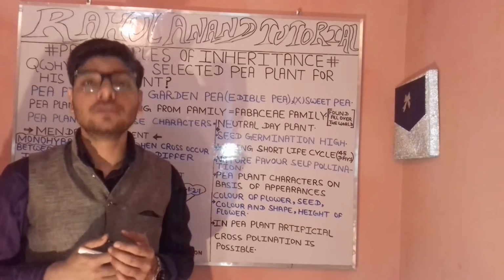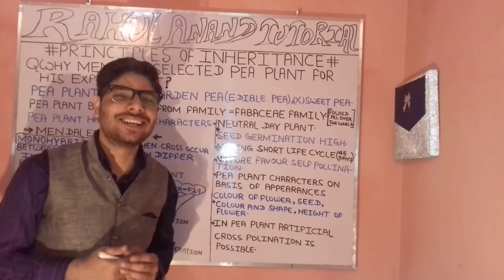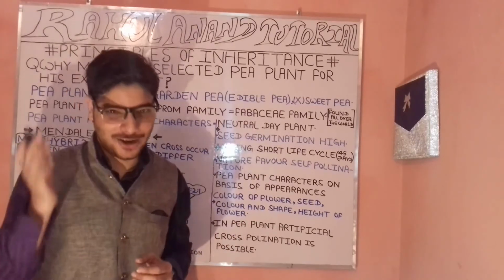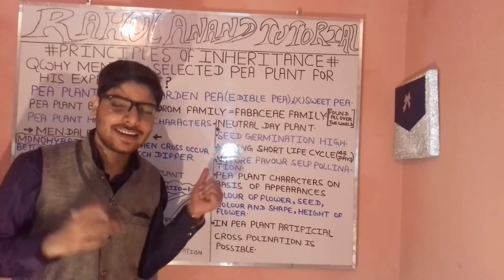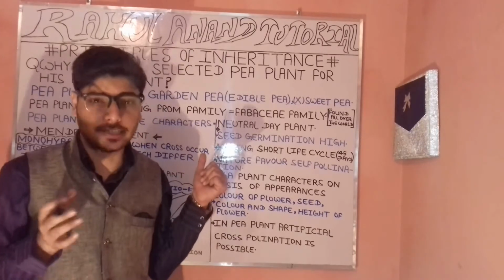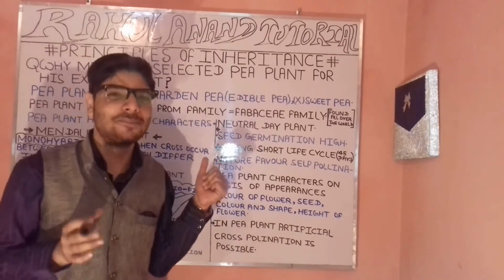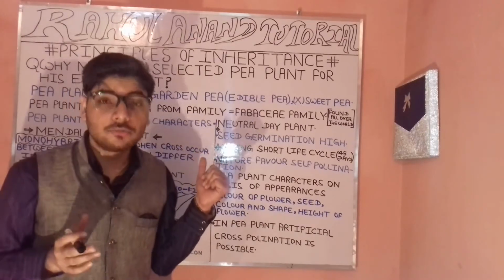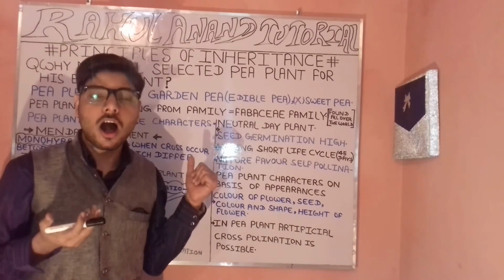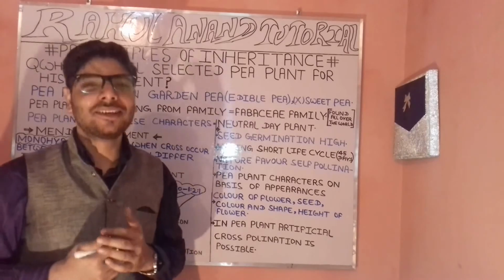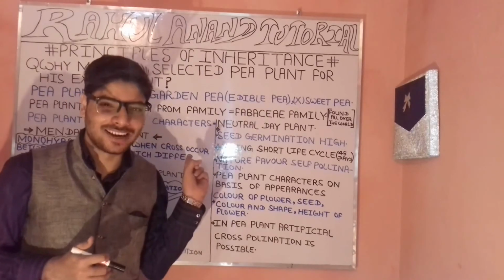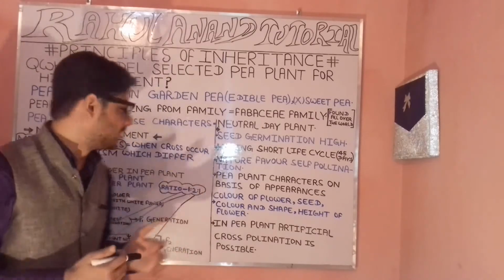What were they? Can you tell me? It was the monohybrid cross, then the dihybrid cross, then the polyhybrid cross. So let's understand the monohybrid cross here. What is it? When the cross occurs between organisms belonging to different traits, it comes under the monohybrid cross.